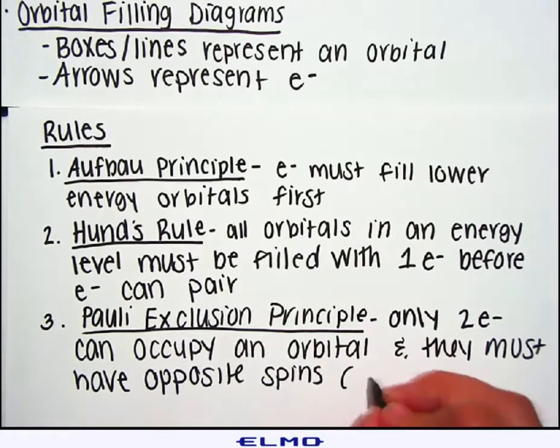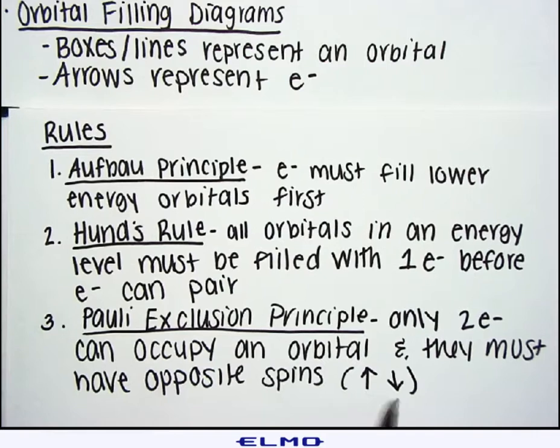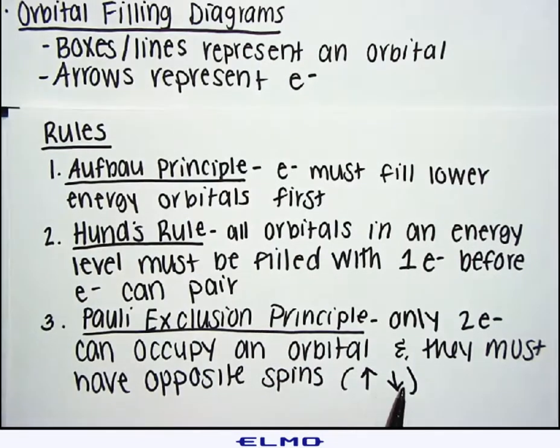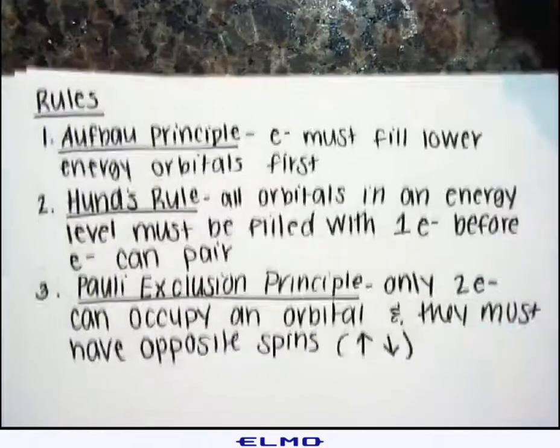So the way that we represent spin is by the direction the arrow points. So if you have 2 electrons in the same orbital, and again we're using arrows to represent electrons, to represent opposite spins, one has to point up and one has to point down.